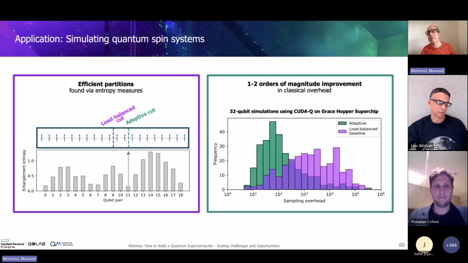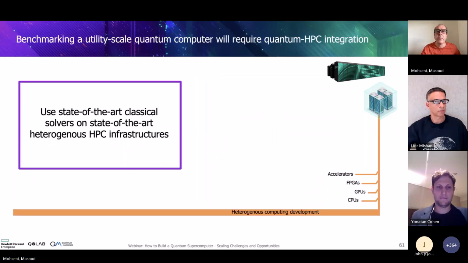And we showed that for 32 qubits with just a single cut, you can get even a 2 order of magnitude reduction in sample complexity. And we expect that the improvement grows as you have a bigger system, employ more cuts, and the system is high dimensional.